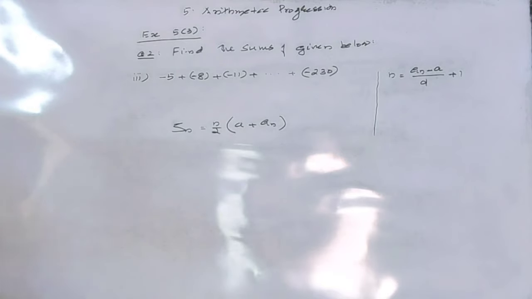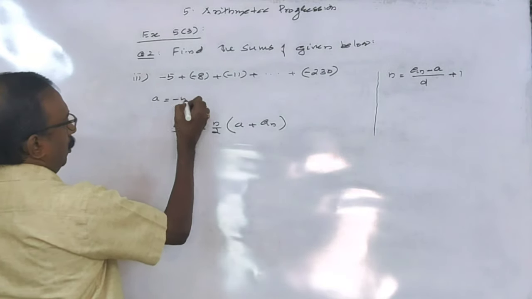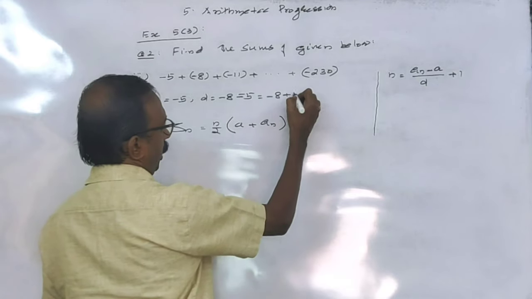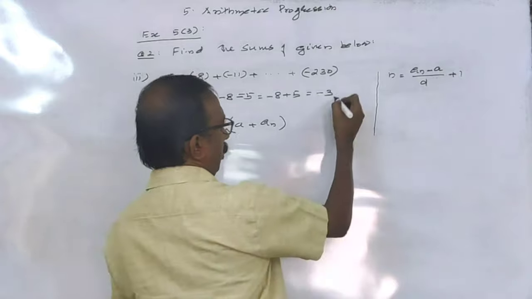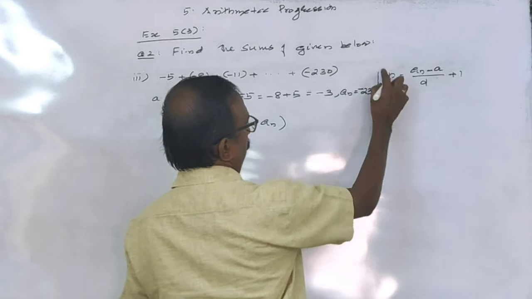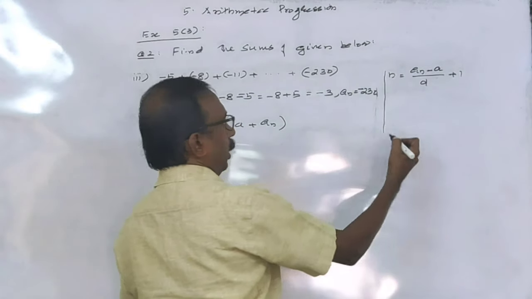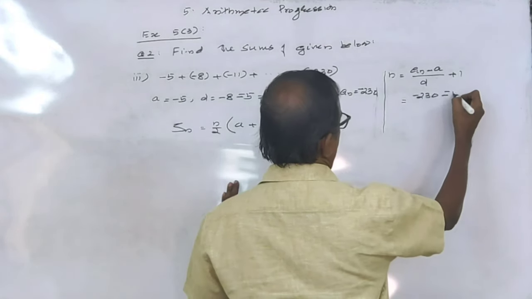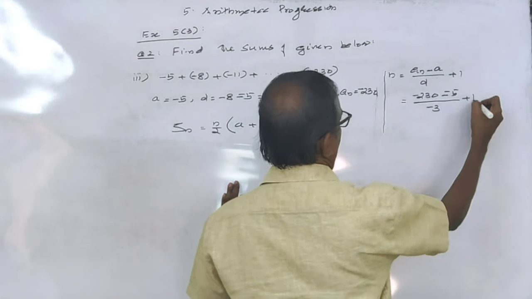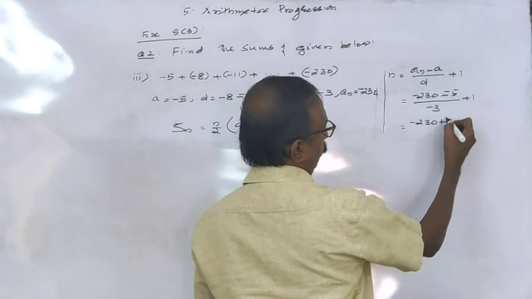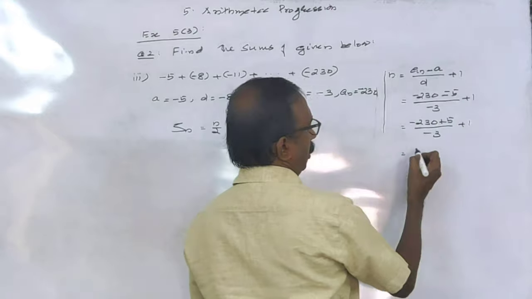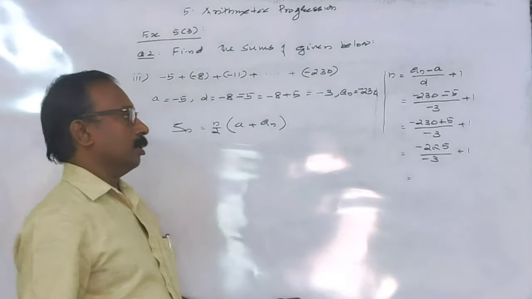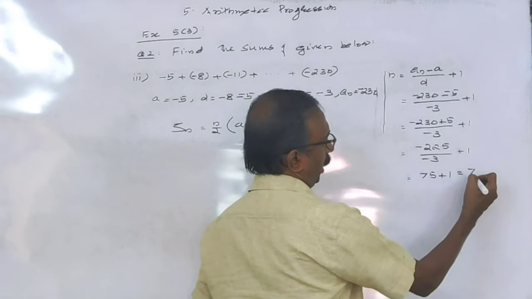In the other question, we have a is equal to minus 5. B is equal to minus 8 minus minus 5, that is minus 8 plus 5, that is minus 3. An is equal to minus 230. Now we can find n. Minus 230 minus a, which is minus 5, by d, which is minus 3, plus 1. Minus 230 plus 5 divided by minus 3 plus 1. Minus 225 divided by minus 3 is 75, plus 1, so we get 76.